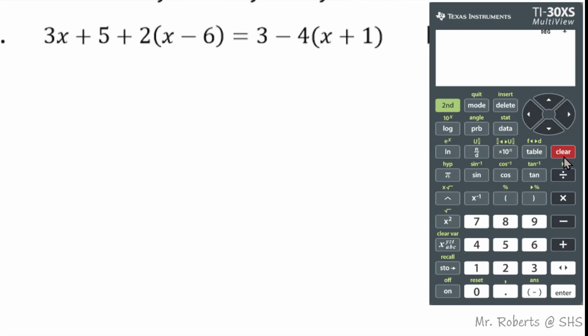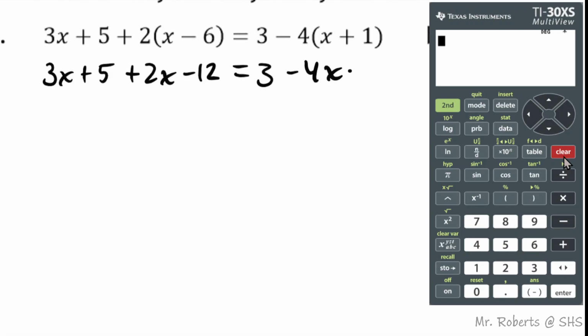First, I'm going to use the simplest form of the distributive property twice. So I'm just going to write this as a 3x plus 5. And then I'm going to write plus 2x minus 12, and that equals 3. And then I'm going to write this as negative 4x, and then a minus 4. All right, so I'm just visually looking at my work. Negative 4x minus 4, 2x, and minus 12. I'm happy with that.